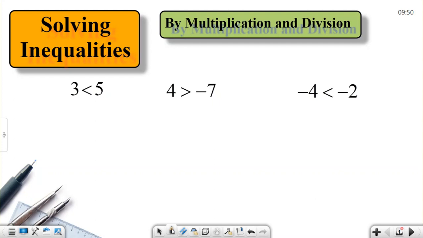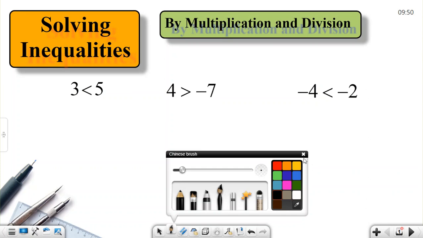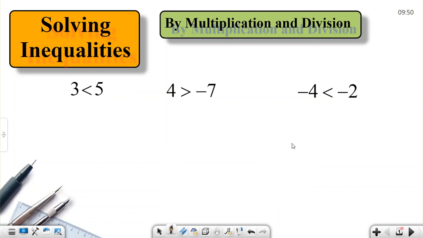Okay everyone, today we are going to talk about solving inequalities. Previously we used only addition and subtraction, and only one step. Again we will continue with one-step solutions, but this time we will use multiplication and division.